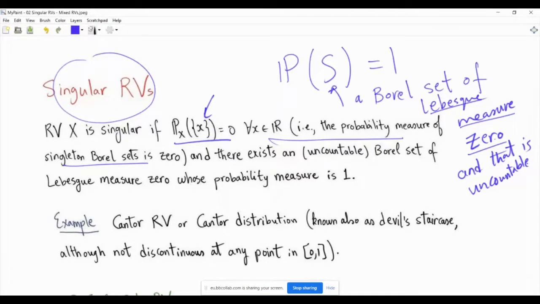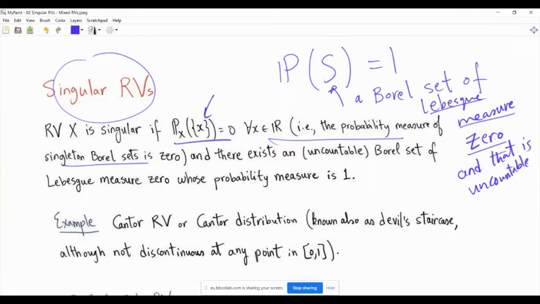So what is an example of this set? We have the Cantor set. So this is one example. The Cantor set is an uncountable subset of the set of real numbers. Its cardinality is strictly greater than aleph-null. Moreover, its Lebesgue measure is exactly equal to 0.